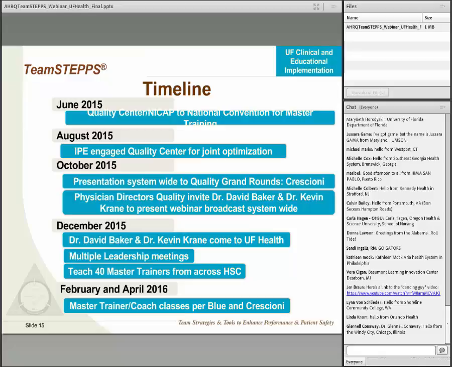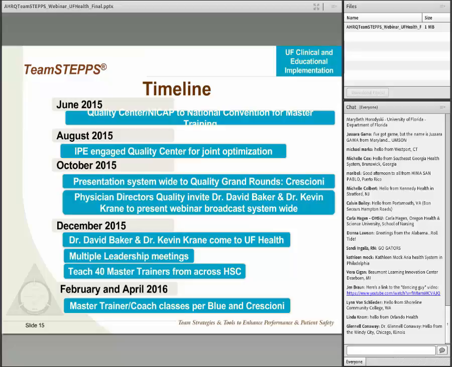And then Dr. Baker came, and Dr. Crane did a production for us in October. Then both Dr. Baker and Dr. Crane came in December to meet with our leaders in some intimate meetings and some more broader venues. I can tell you that the leaders were very impressed, and that helped us a lot going forward.